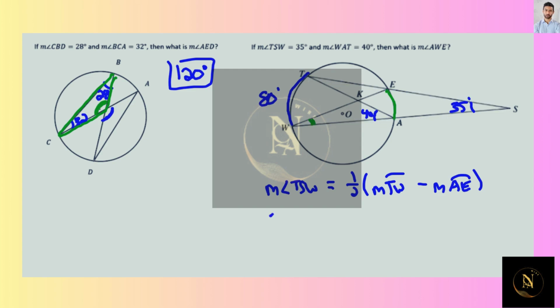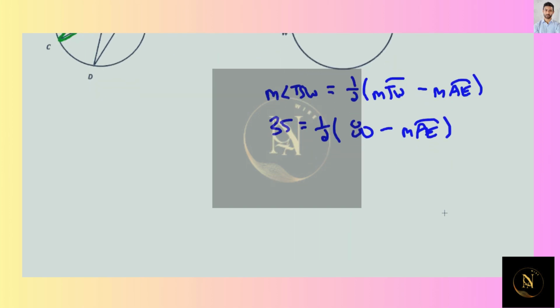So we would know that 35 is equal to half of the measure of arc TW, which was 80, minus arc AE, and we want to find the measure of arc AE. We could multiply both sides by 2 so that 70 just equals 80 minus the measure of arc AE. Subtract 80 from both sides, and we have negative 10 equals the negative measure of arc AE, which would mean the measure of arc AE is equal to 10 degrees.